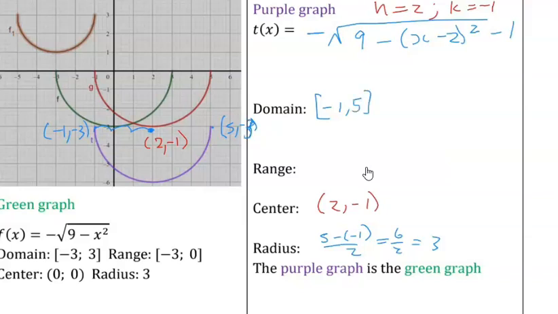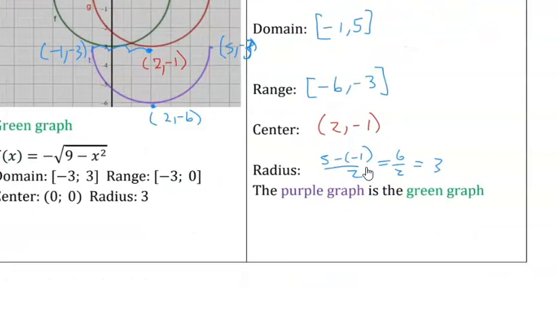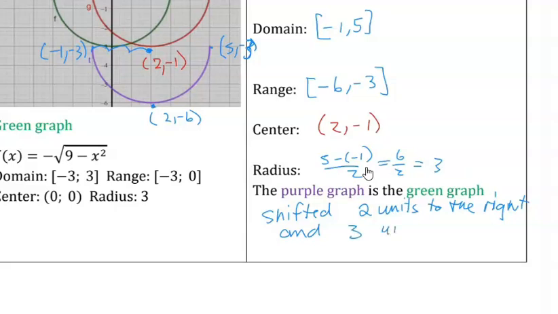So let us look at the range. The smallest value here, the minimum value, is at x equal to 2, y equal to minus 6. So the range will be from minus 6 to minus 3. The purple graph is the green graph, because it has the same radius as before. It's the green graph shifted 2 units to the right and 3 units down.